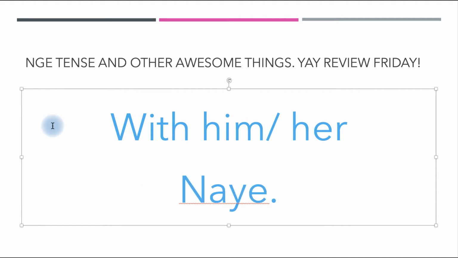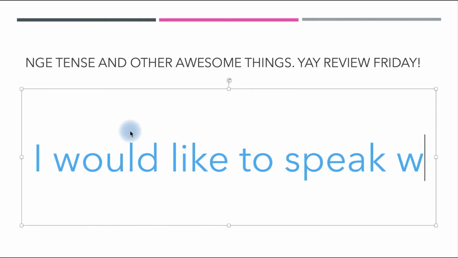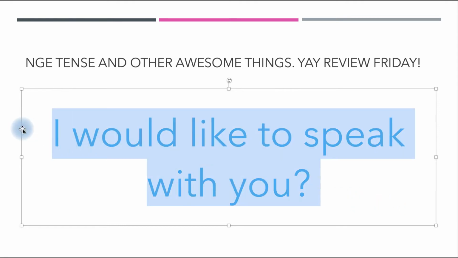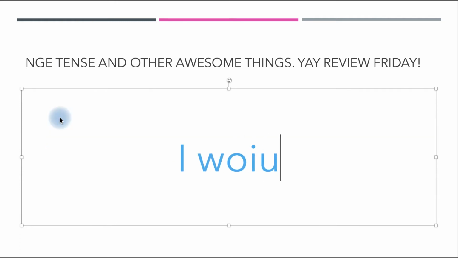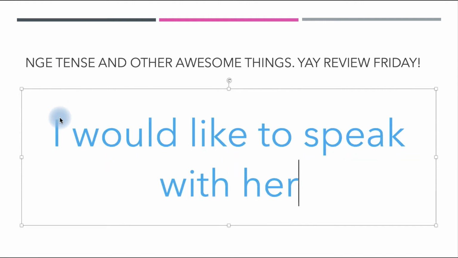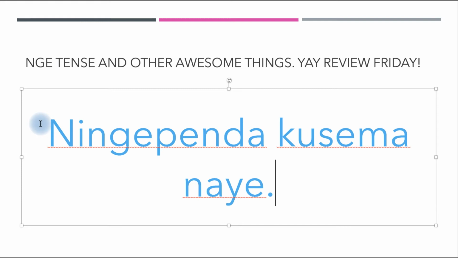Okay, let's go back to our sentences. How would you say I would like to speak with you? Ningependa kusema nawe. That's simple. How about if you wanted to say, I would like to speak with her? Did you say ningependa kusema naye? Yeah, it's really simple. So you can really substitute any pronoun for this.